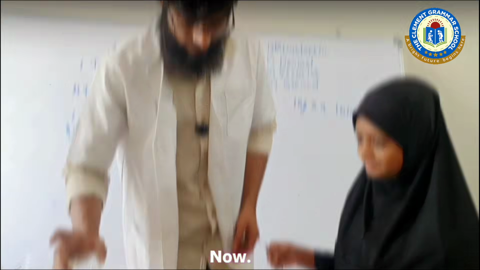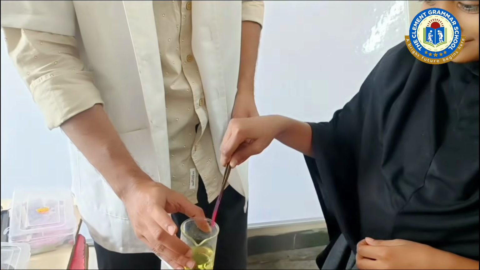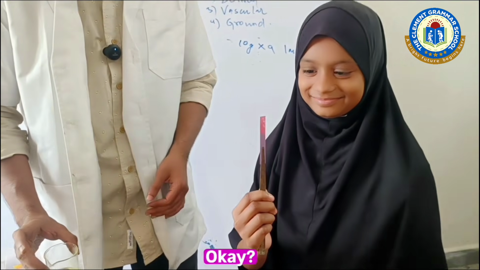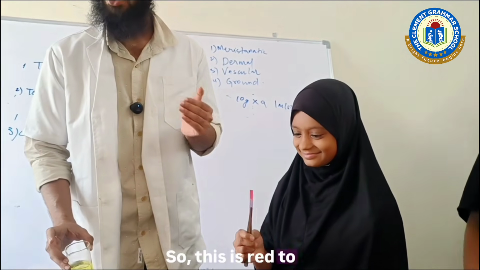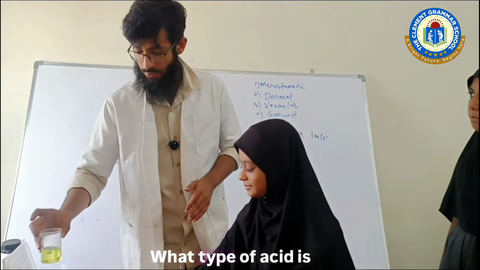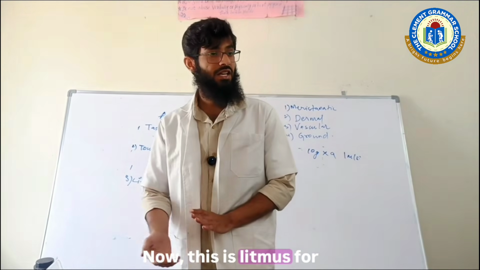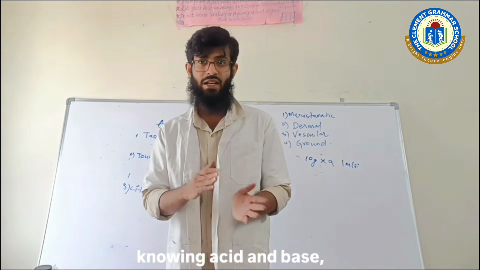Okay, now this is blue to red, which means this is acid. What type of acid is this? HCl. Now this is litmus for knowing acid and base.